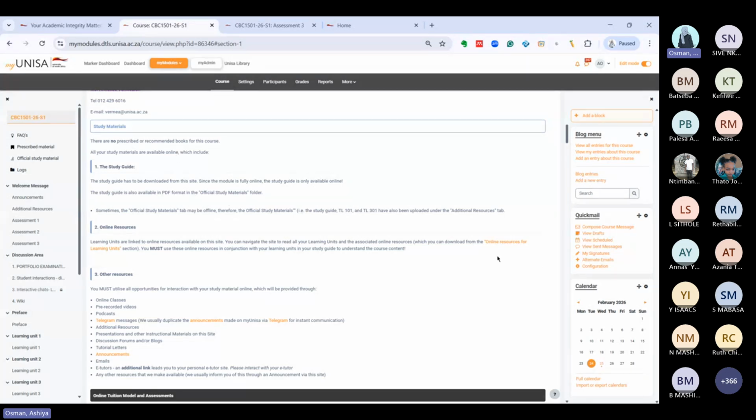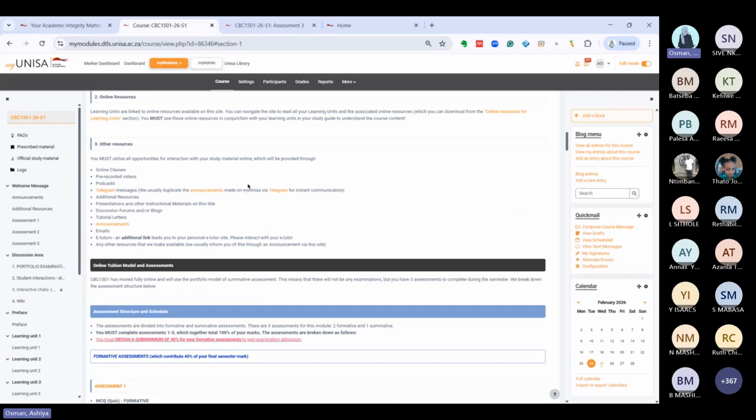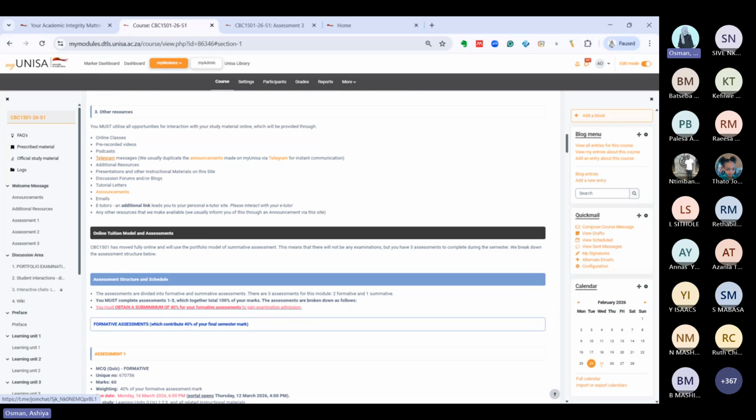When we talk of online learning resources, we even provide you a link for the online learning resources that I keep referring to, but I'll show you now as well, right? We tell you about the Telegram account. You can click on this and you can join the Telegram account. But remember, I told you it's not a chat space. It's just an announcement space. And we usually just duplicate the same announcements on myUnisa onto Telegram. It's just more instant. That's why we post it there, especially when there's an issue with the myUnisa site or the myModules site, right?